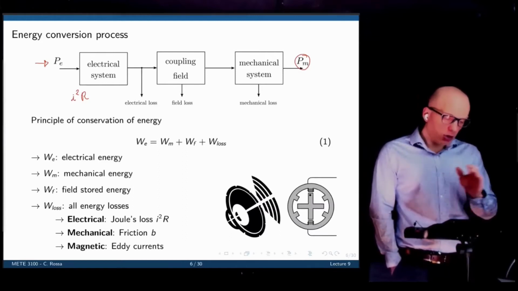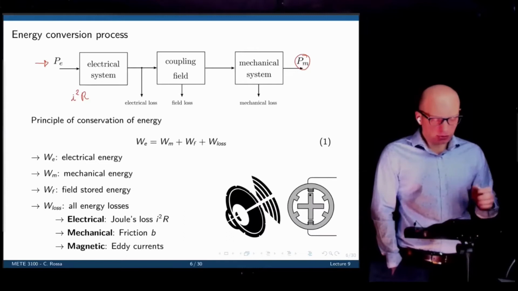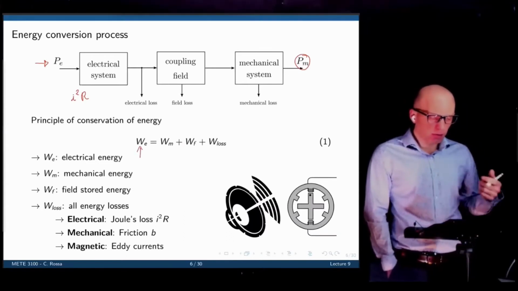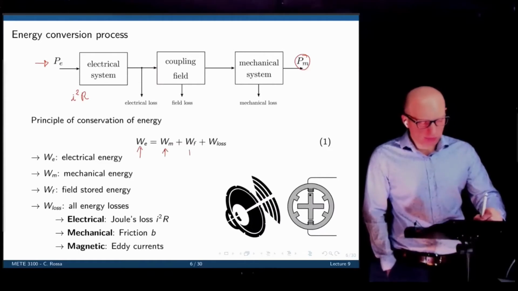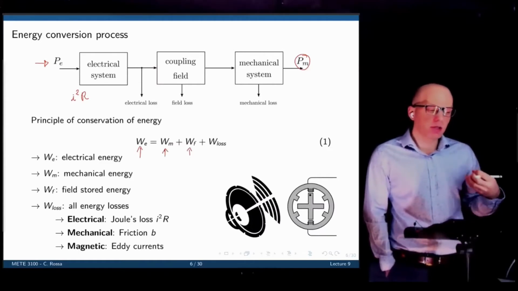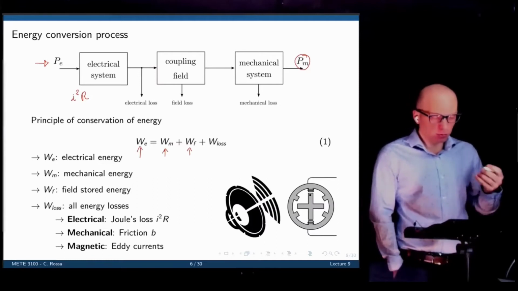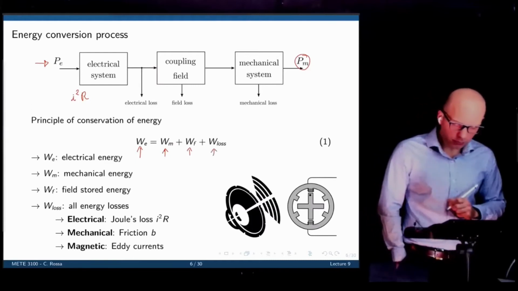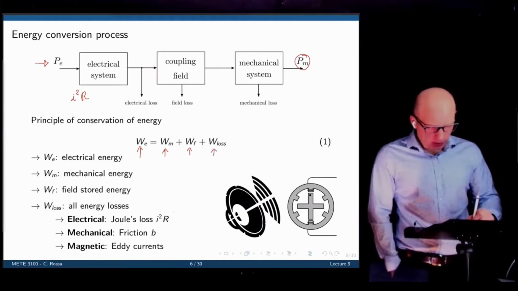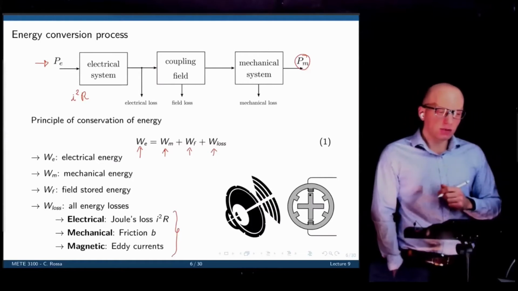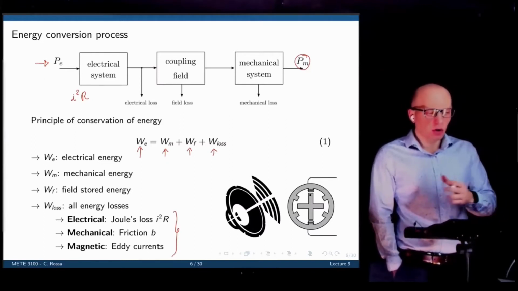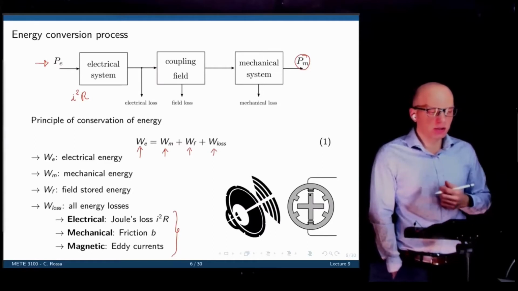We can now add all these energies and create a balance of energy. So the input to our system is the electrical energy, which corresponds to the sum of the mechanical plus the field stored energy. Field stored energy, by that I mean the magnetic energy stored in the system. We are going to refer to that as field energy, and the energy loss. Right? And again, if you look at the summary here of all energy losses, we have Joule losses for the electrical system, friction for the mechanical system, and eddy currents for the coupling field. All these will actually dissipate energy in the form of heat.